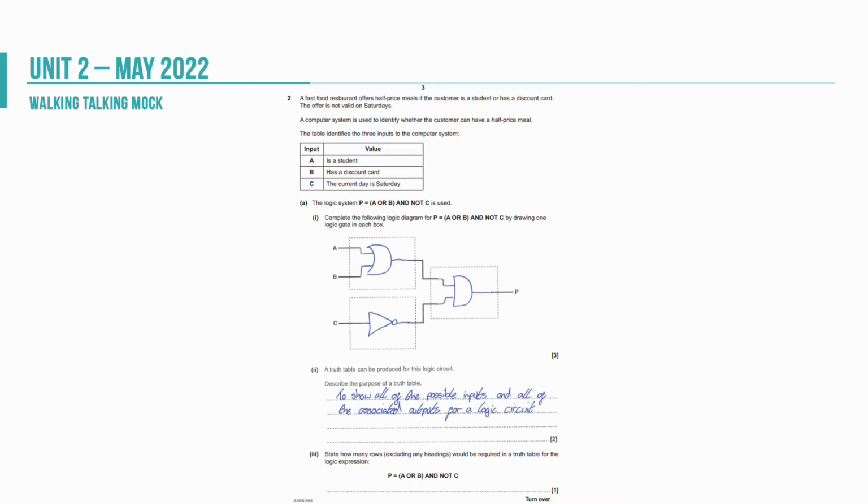Next, state how many rows are included in the truth table for this expression. You always do 2 to the power of the number of inputs. Here we've got 3 inputs, A, B, and C. So we're going to do 2 to the power of 3, which is 2 times 2 times 2. 2 times 2 is 4, times 2 is 8. So again, the only possible answer to that question is the number 8.